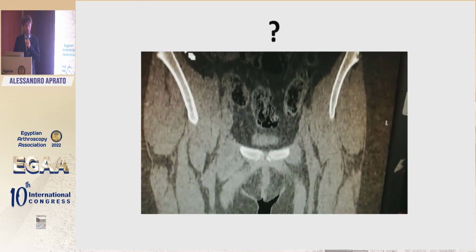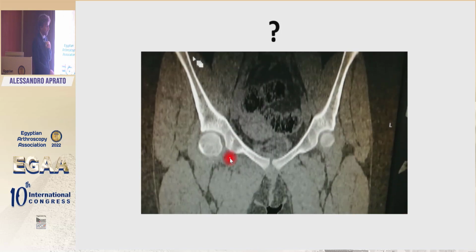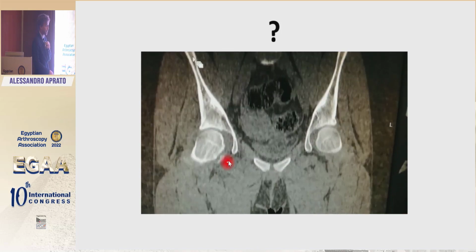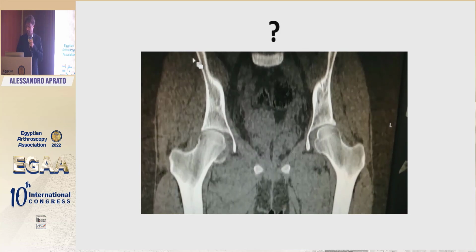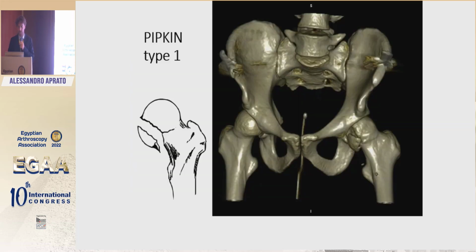But if you have an easier case like this one, where you have a single piece down here, a real peak in one fracture, one fragment here, you can consider an arthroscopy because it is less invasive. You have a wonderful fragment view, you have a wonderful reduction view, you can fire your screws with a proper direction. It has no invasivity compared to the other approaches. You have no risk of necrosis, but it has a learning curve which is to be taken into account when you start with this. I show you some cases.